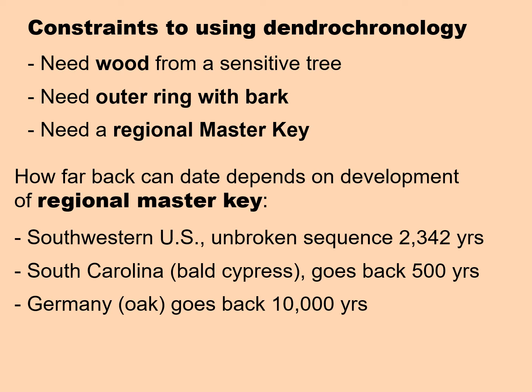Now, how far back you can date depends on the development of your regional master key. The southwestern United States has an unbroken sequence that goes back over 2,000 years. Here in South Carolina, we now have a regional sequence of bald cypress that goes back 500 years. In Germany, they have a sequence that goes back 10,000 years. So how far back you can date depends upon your regional master key that you've built up.